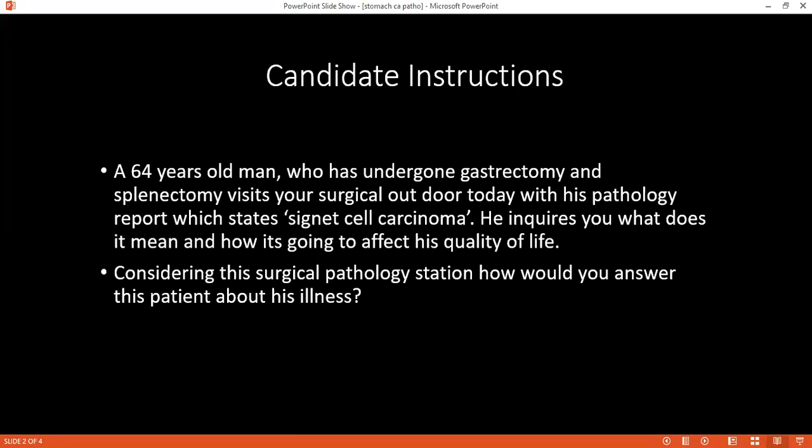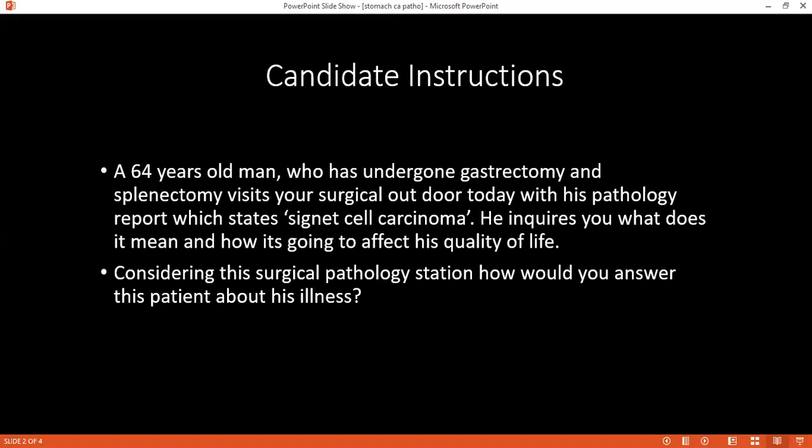Right. So if you have read and understood, considering this surgical pathology station, kindly tell me how would you address the patient's concern? I will tell the patient that the excised mass is a cancer, and based on the histological report, it is an advanced type of cancer which can metastasize, spread to other parts of the body rapidly. So he may need further evaluation and probably chemoradiotherapy.